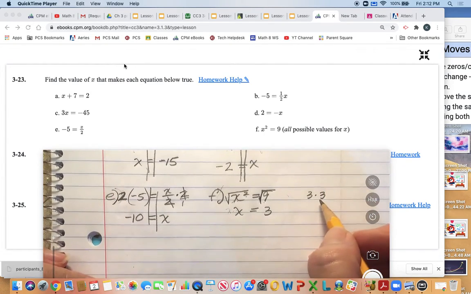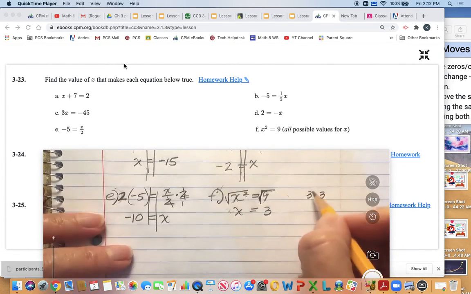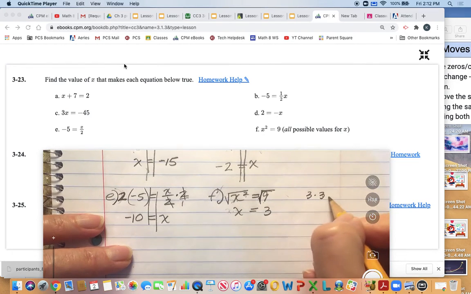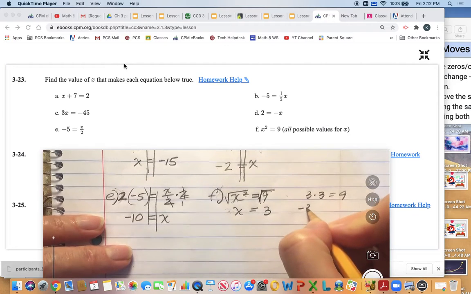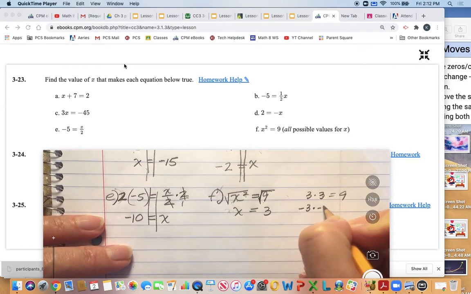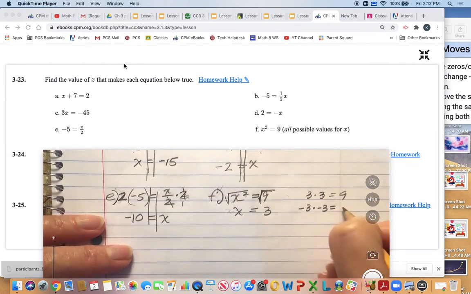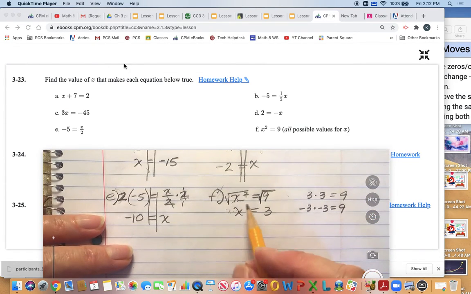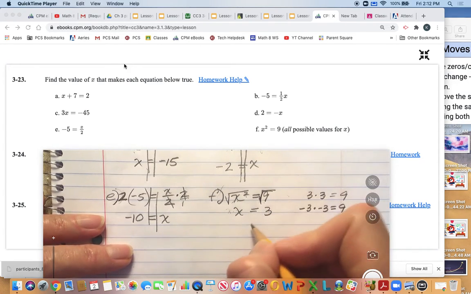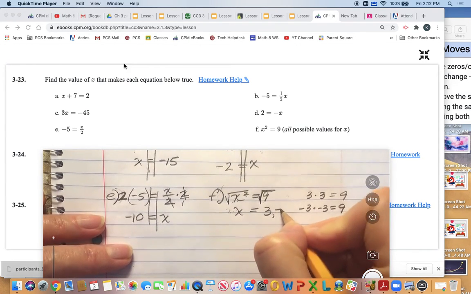But we also know that if we multiply a positive times a positive, that's equal to a positive. But if we multiply a negative times a negative, that is also a positive. And so there are 2 values for x in this case. It could also be negative 3.